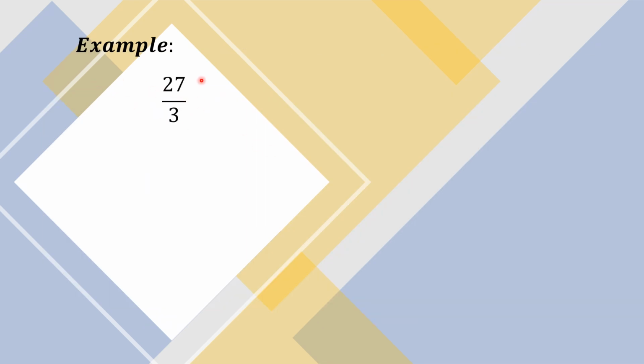Okay, example number 1. As you can see on the screen, you have 27 over 3. So how do you get the equivalent fraction? It's very simple. We're going to get 27 there and divide by 3. So this one is 27 and this one is 3. And what is the answer? Okay, the answer is 9. It's very simple. So 27 over 3 is equal to 9.